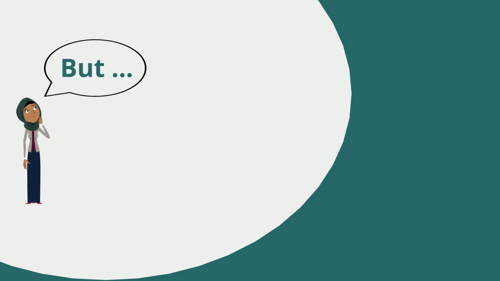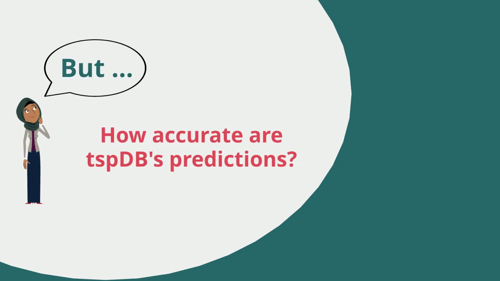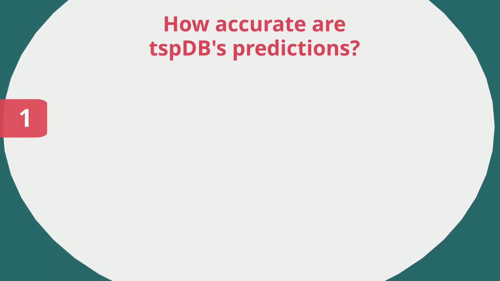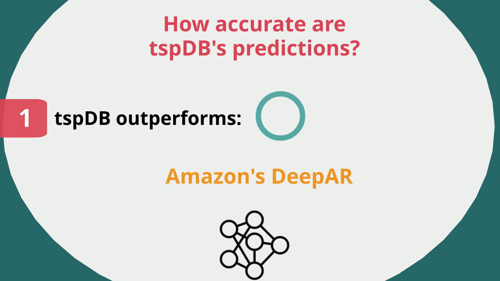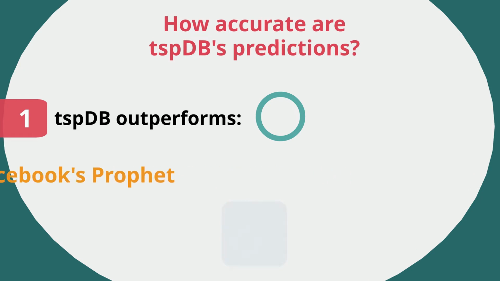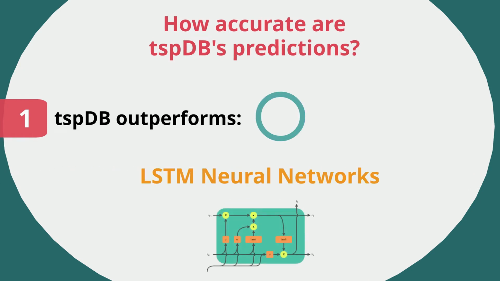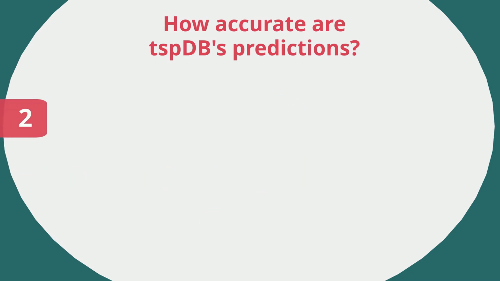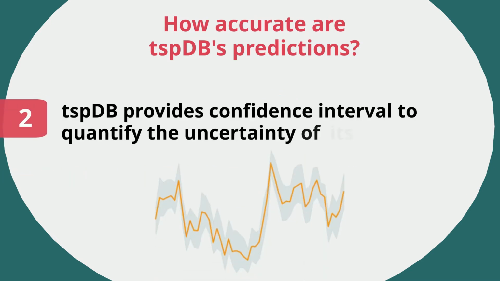One important question is, how accurate are these predictions? Our empirical evaluation shows that tspDB outperforms Amazon's deep learning method, DeepAR, Facebook's Prophet, and LSTM neural network. Further, tspDB provides confidence interval to quantify the uncertainty of its prediction.